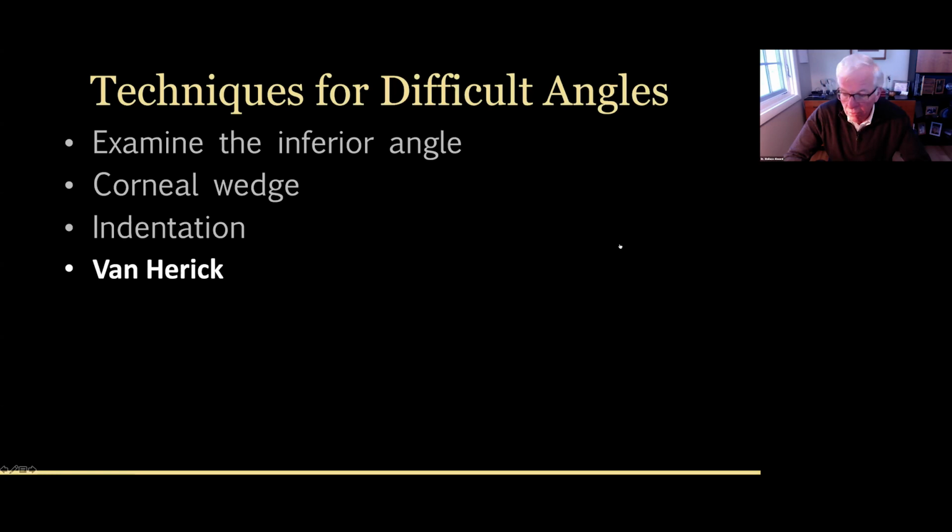So I find this technique to be incredibly valuable for the plateau iris diagnosis. The Van Herrick technique was invented many years ago, back when the only kind of gonioscopy was direct gonioscopy, where you had to lie a patient down in a separate room and use a ceiling mounted slit lamp to do gonioscopy. And so this was a way that Van Herrick came up with to estimate the anterior chamber depth by slit lamp exam.